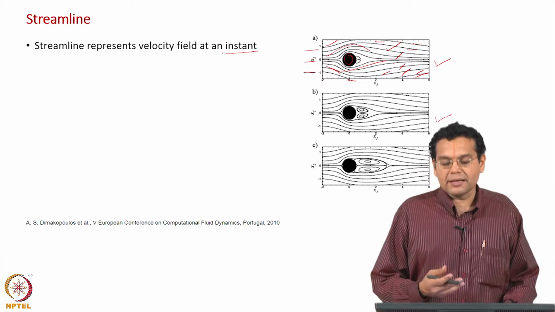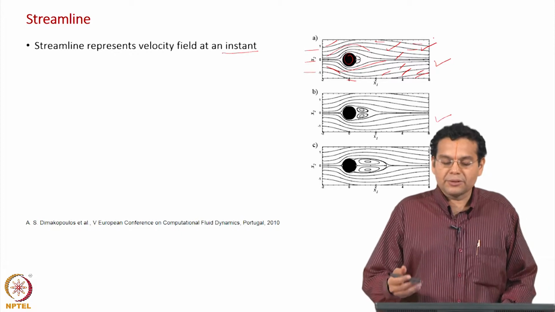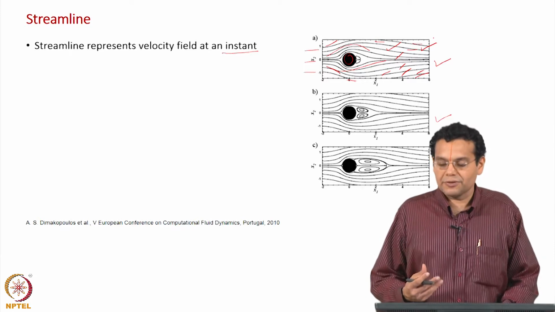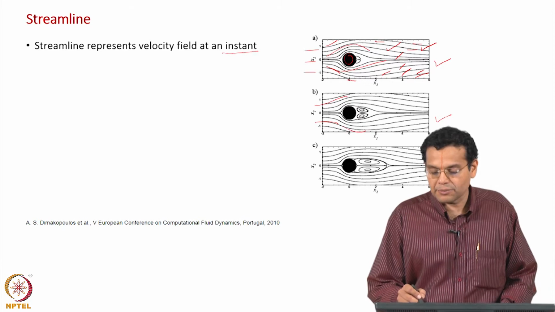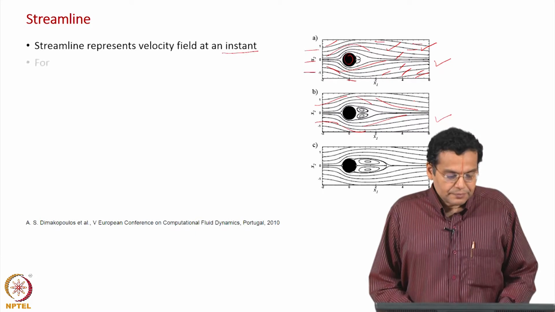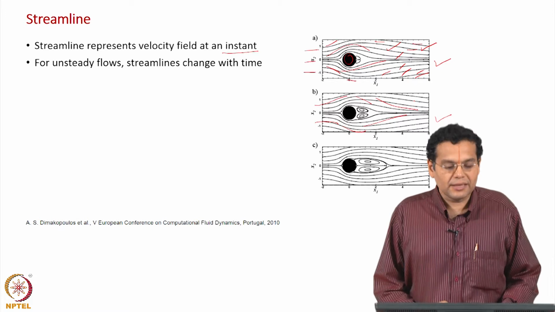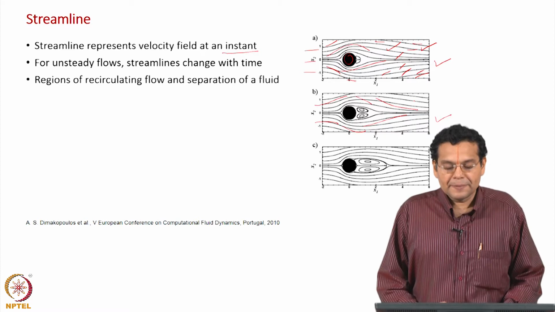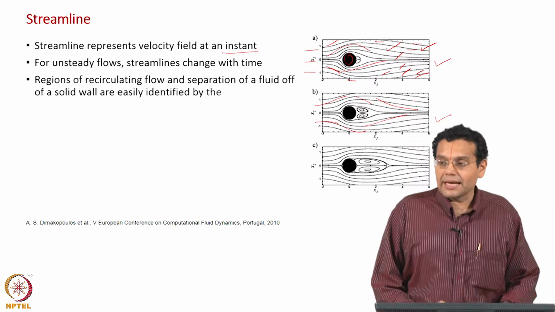As I said earlier, why is it instant? This velocity field can change with time, and then you get an instantaneous velocity field. So, in that way it is a very powerful representation of the velocity field. The moment you look at the streamlines, you know that, for example, flow is coming here, it is taking a small diversion and then coming back again, etc. For unsteady flows, streamlines change with time, we have seen that. And regions of recirculating flow and separation of fluid from a solid are easily identified by the streamlines.